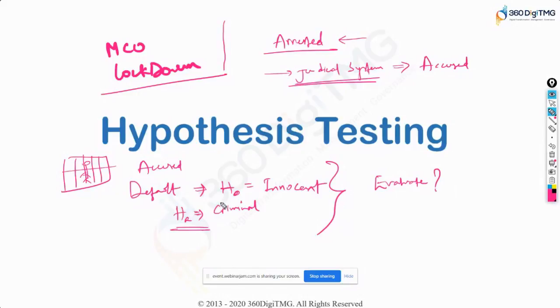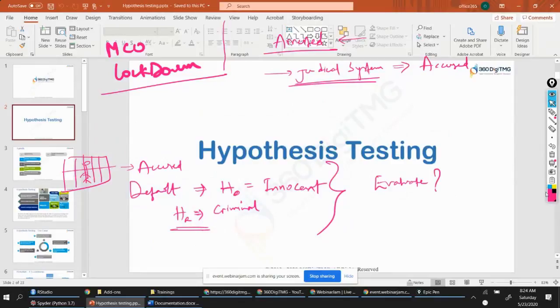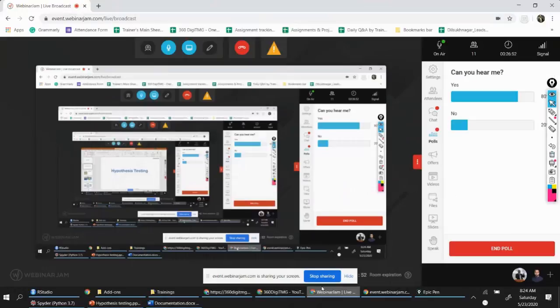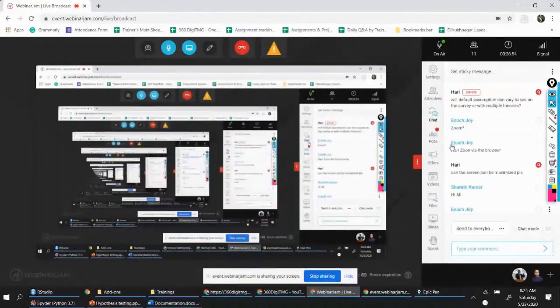I'll take this example. One person who's jailed, who's accused, we are assuming by default is innocent, and the alternate hypothesis says no, he's a criminal. Okay? Till here, I'm assuming it is clear. But let me see if you have any questions. We'll continue after this. Let me take your questions if anyone has any.